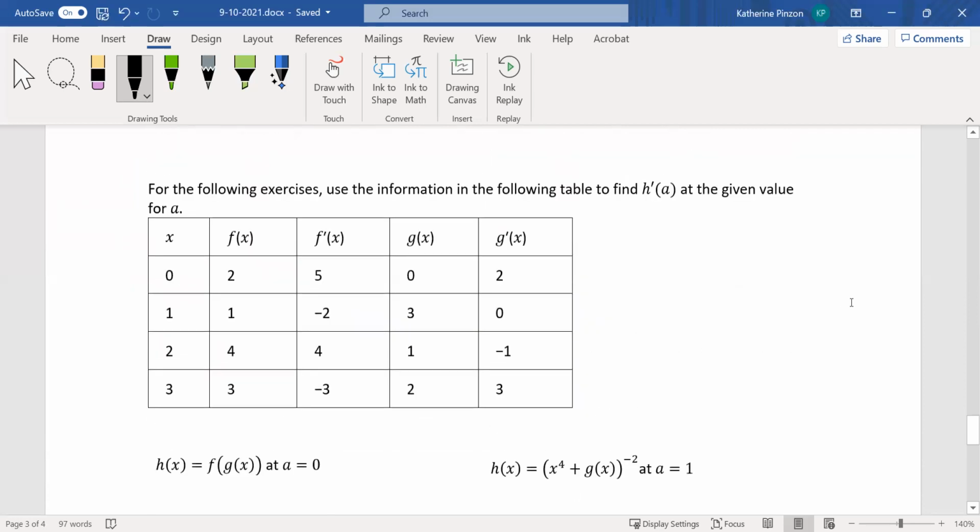Here's one that doesn't give us the equations, right? So this doesn't tell us what our functions f and g are. This just tells us things about our functions f and g. And it gives us new functions, and it says, find the derivative at a for these given functions. Okay, so all of these tables of information are about f and g. So for instance, this -2 here tells me that when x is 1, the derivative of f is -2. So this -2 tells me f prime of 1 is -2. If I ever need f prime of 1, I'm going to replace it with a -2.